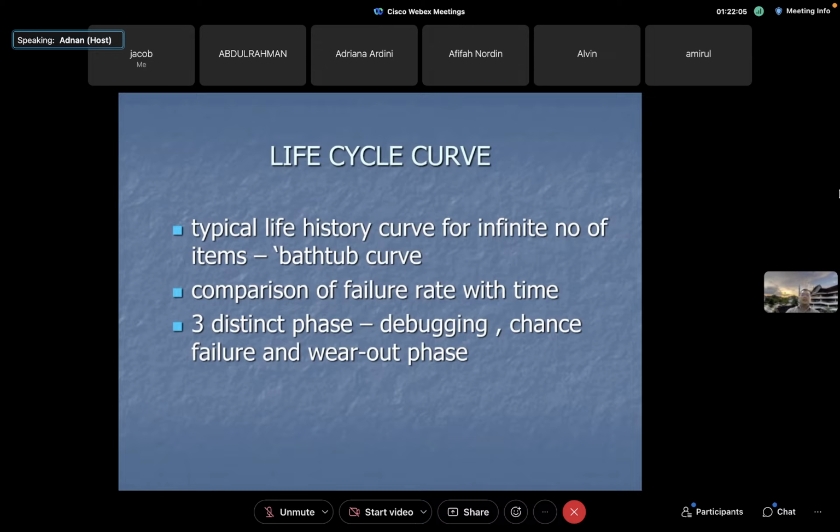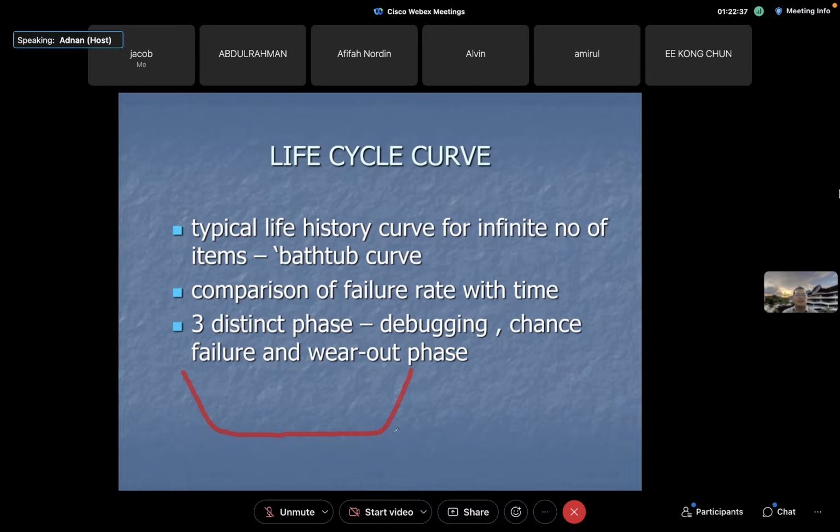Okay, so it is related to the life cycle curve, known as the bathtub curve. This is a bathtub curve. The shape is like a bathtub. If you go to a hotel, there is a bathtub in the room, especially the old hotel, but the new ones sometimes don't have the bathtub anymore. People take a bath inside this.